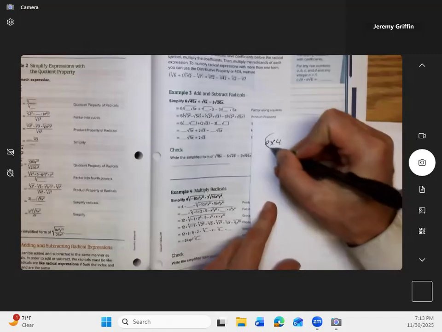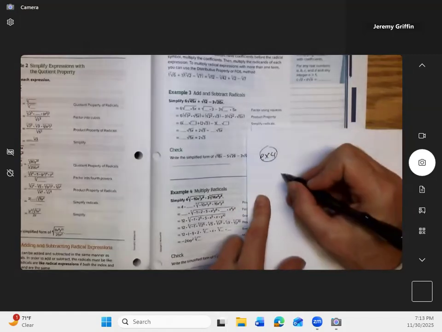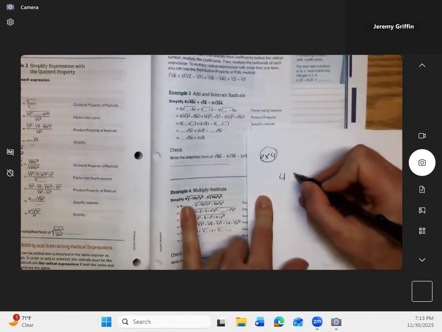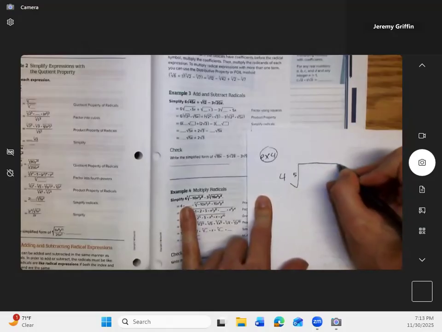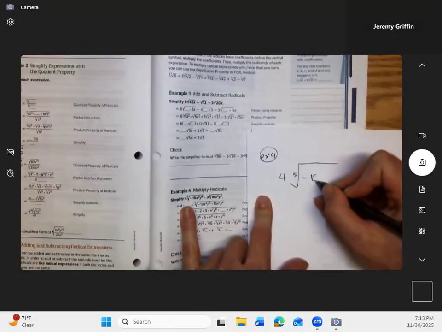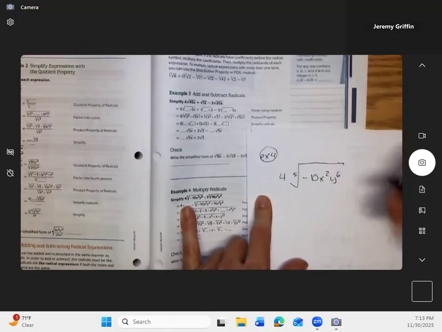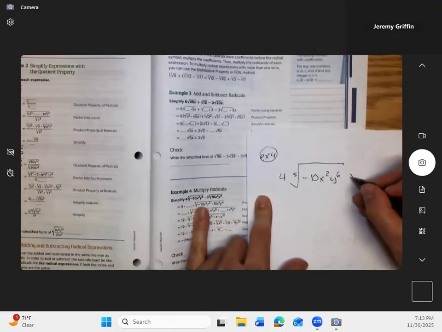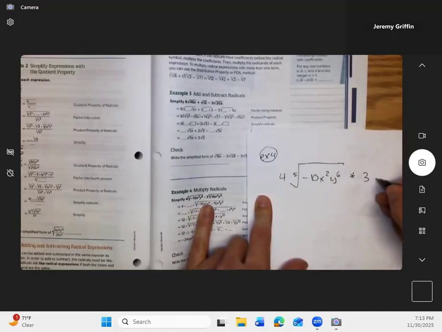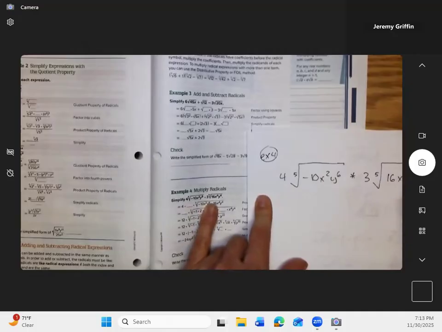Example 4. So got 4. Oh, they're going fifth roots. Okay, so that's kind of exciting. Fifth roots. Got a negative. Got a 10 x squared y to the 6. Okay. All right, so then the radical closes. Right now we're multiplying that all by, we got a 3, got another fifth root of 16 x to the 4, y to the 4.